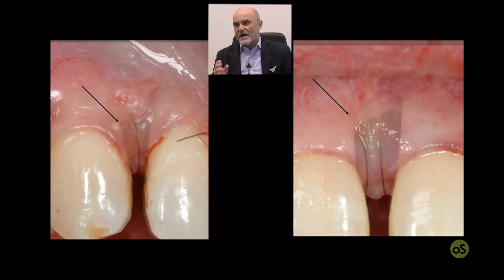That is, every single time you have a deep defect. Deep defect means that in order to make the root planing completely, you have to open. And since you have to open, there is the tendency to shrink. Since there is the tendency to shrink, you have to do something to compensate for the tendency of the soft tissue to shrink. And this is by coronally advancing the flap.